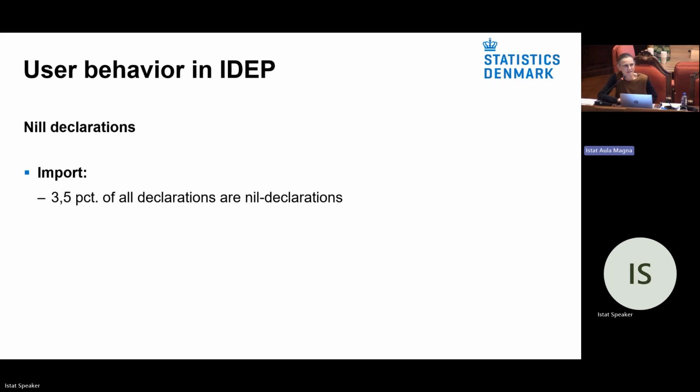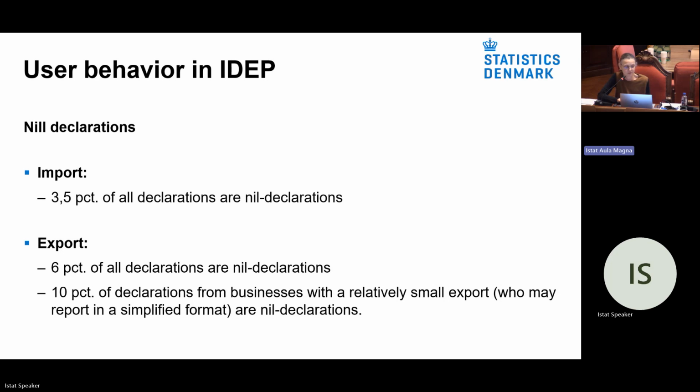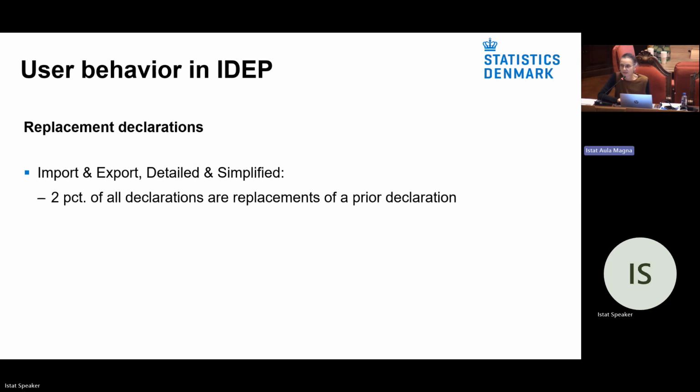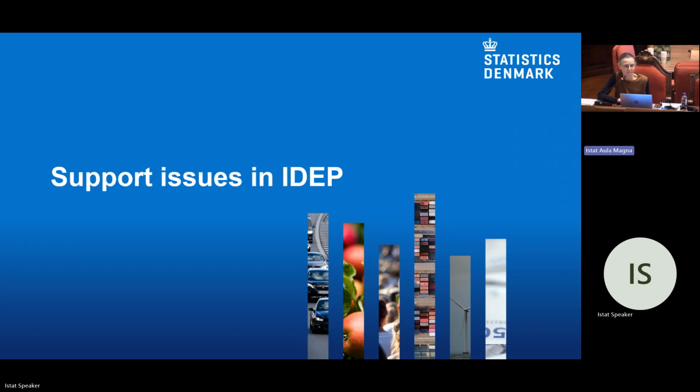So even this very fancy application that can do everything for you, a lot of the companies just enter it to say no, and they have to find out how to do that. So that would be 3.5% of imports, and 66% of the exports, and even 10% from the smaller exporters. So again, there's a lot of complexity for some simple user needs. Replacement declarations doesn't take up that much space, but still some companies do that.